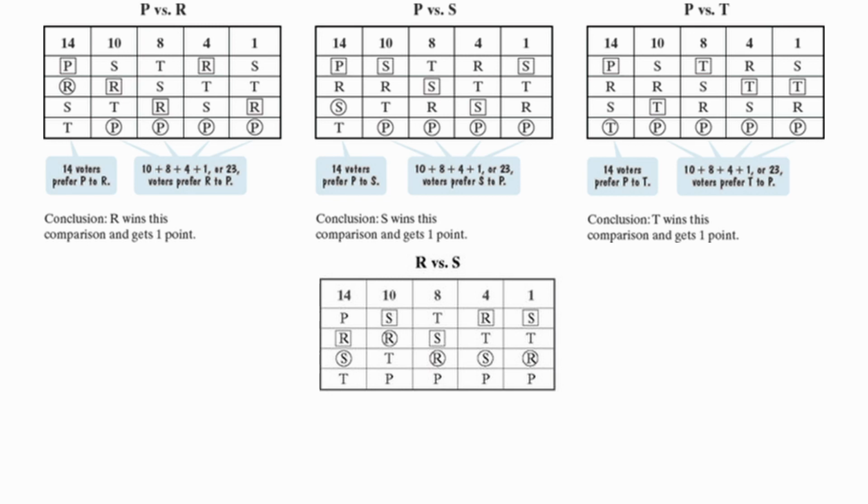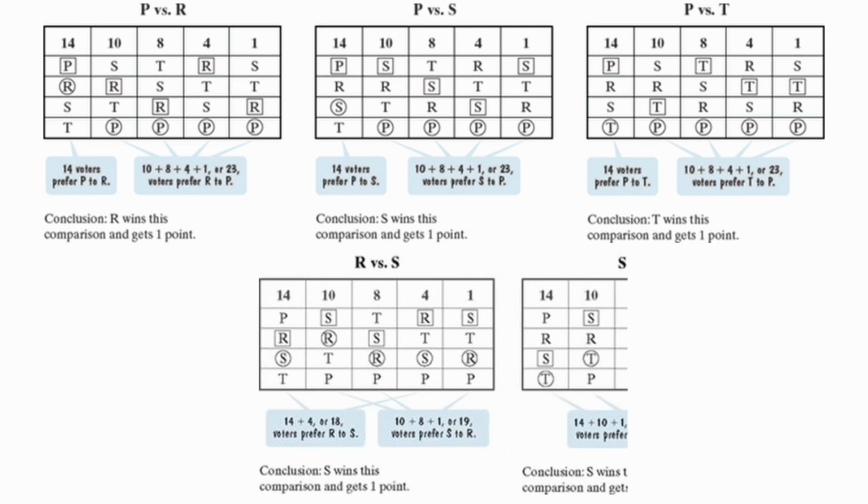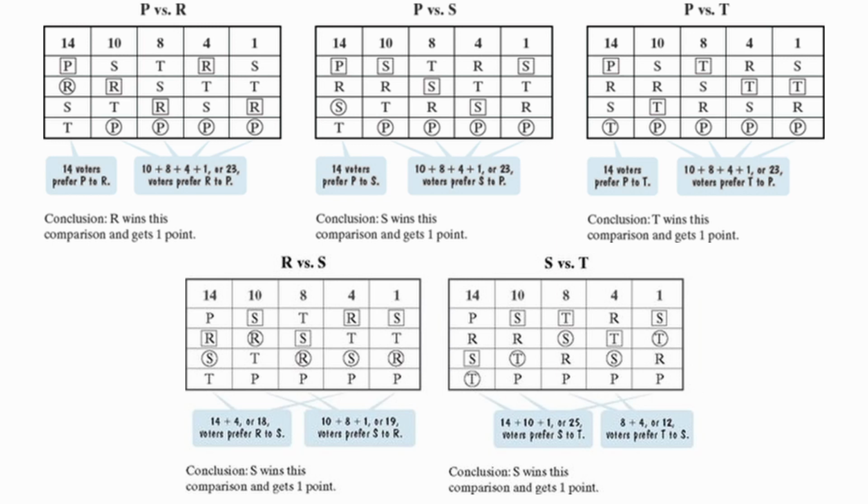Then from there, we've got 3 more. For Rome versus St. Petersburg, Rome second, St. Petersburg third, means Rome gets 13. Then St. Petersburg first, Rome second, means St. Petersburg gets 10. Then it is 8 for St. Petersburg, 4 for Rome, and 1 for St. Petersburg. So St. Petersburg just barely gets the majority there with 19. For St. Petersburg versus Tallinn, we have that St. Petersburg wins the first 14 and the second 10 and the last 1, while Tallinn wins the middle 8 and 4. So, St. Petersburg gets 25 to 12 for its point there.